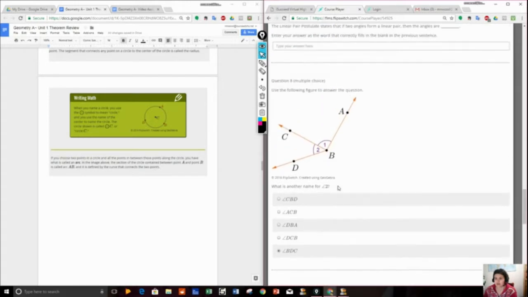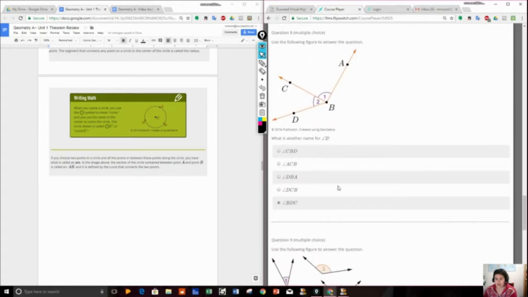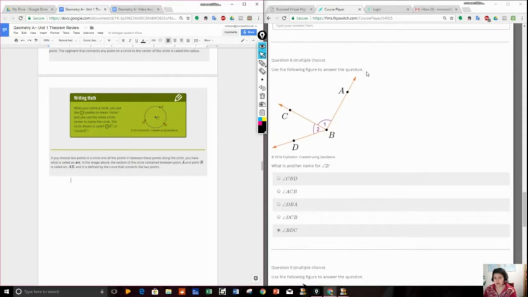So now we're going to scroll to question 8. And I'm going to be doing every other one just so you have some time to practice using the review on your own and or your own notes. So use the following figure to answer the question.